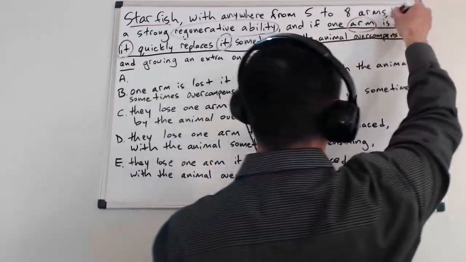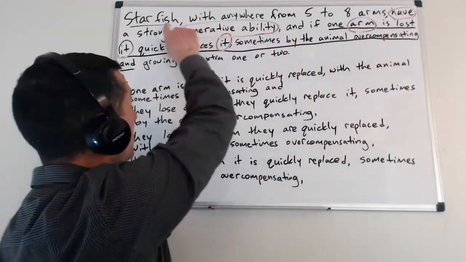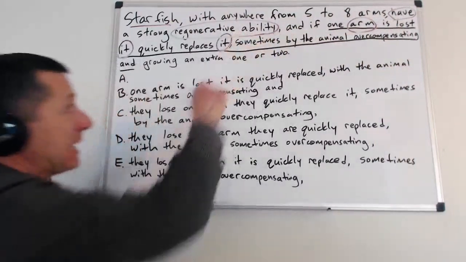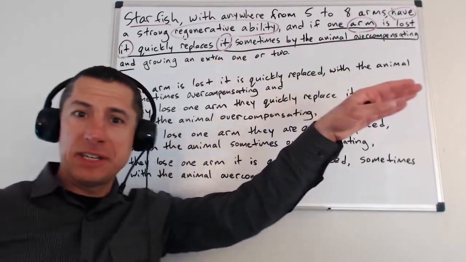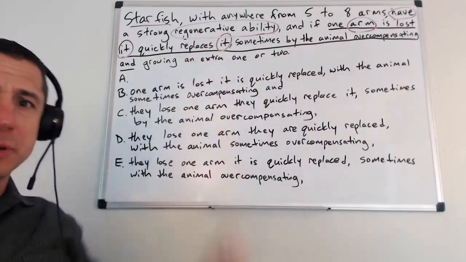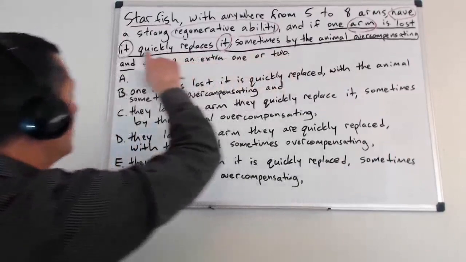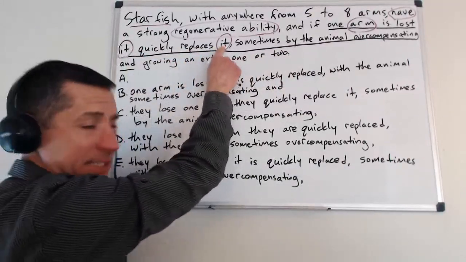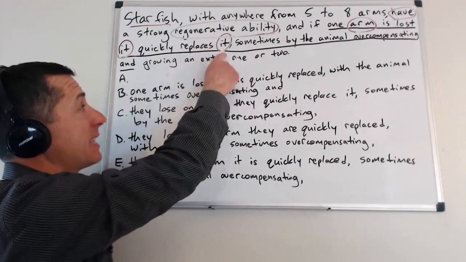Starfish have. That's not underlined. Starfish is plural here, right? So we're saying starfish, plural, have a regenerative capacity. Great. What does that tell me? Well, now the it can't refer to the starfish. It's got to refer to the arm, or I suppose the regenerative ability. So let's think about that. If one arm is lost, it quickly replaces it. So this it would refer to arm. That makes perfect sense. No problem there. It quickly replaces the arm.